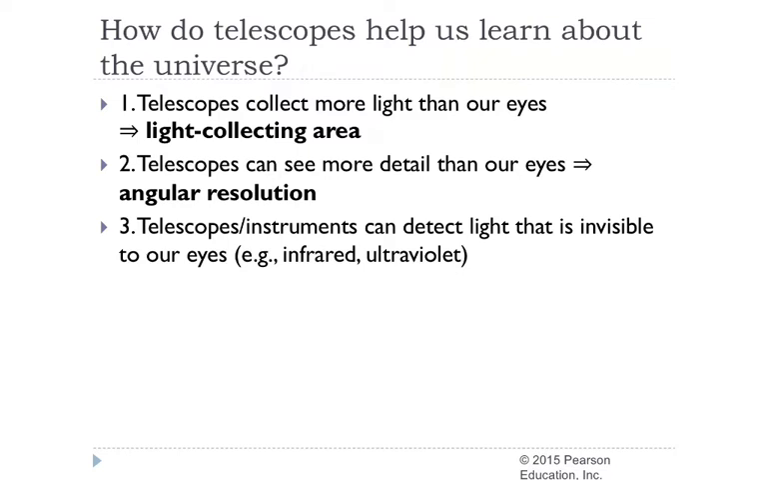So how do telescopes help us learn about the universe? Well, telescopes collect more light than our eye. With larger mirrors, you have a larger collection area, so you can collect more light, more photons. Telescopes can also see more detail than our eyes, so angular resolution is a lot sharper. We could only see so far, but telescopes can see extremely far, like the Hubble telescope, which was able to see to the edge of the observable universe. And telescope instruments can also detect light that is invisible to our eye, so not just visible light, but other parts of the electromagnetic spectrum.